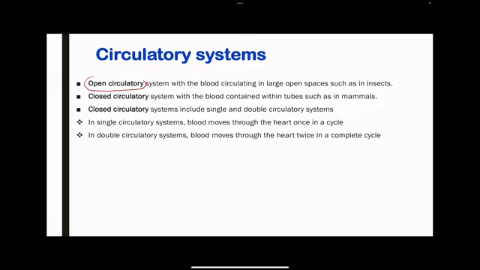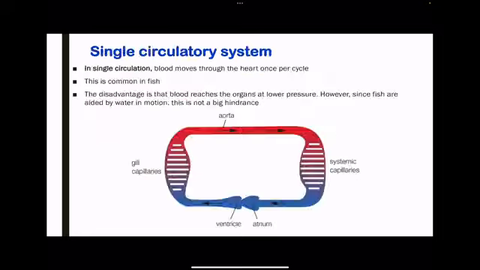And on that note, I'm going to talk about single circulatory systems and double circulatory systems within animals. In a single circulatory system, blood is going to move through the heart once in a complete cycle, while in a double circulatory system, blood is going to move through the heart twice in one complete cycle. We are going to go through these circulatory systems in detail on the next pages.